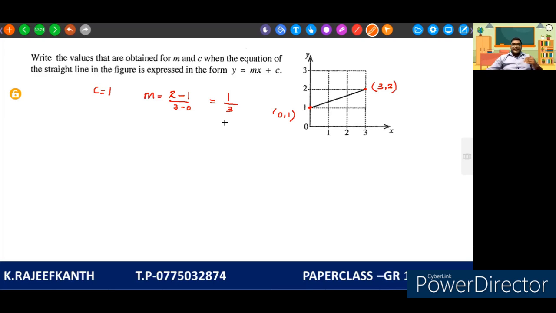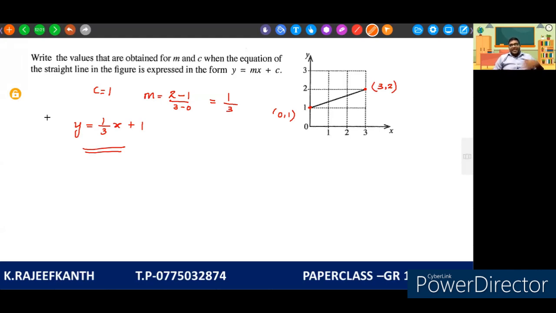If they ask, write the equation of the straight line, then we can write in this way. Gradient is 1/3, then 1/3 x plus c, 1. But they are not asking that. Here they are asking about the value of gradient and the intercept. So here already we have found the value of gradient is 1/3 and the intercept is 1.